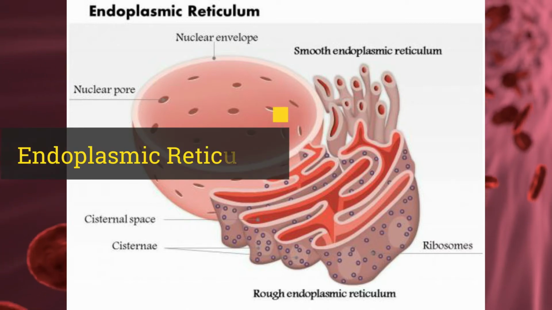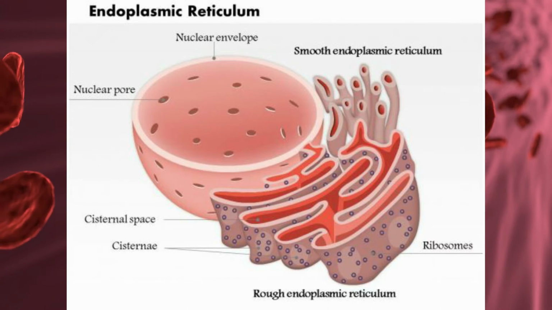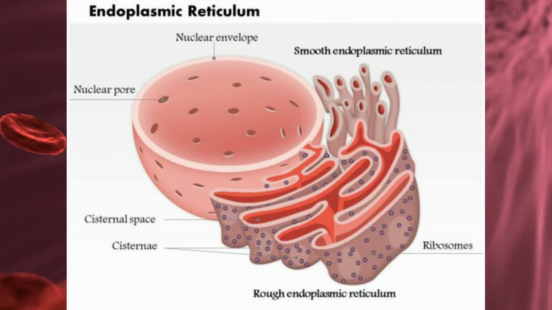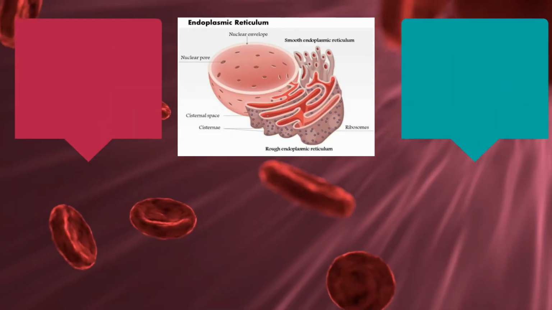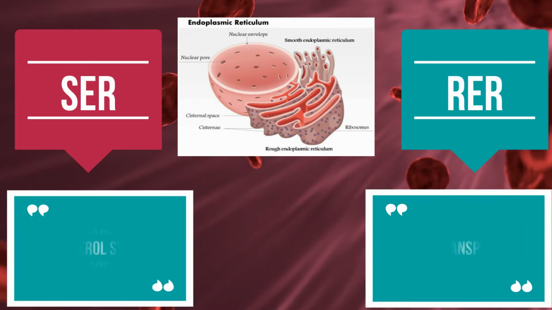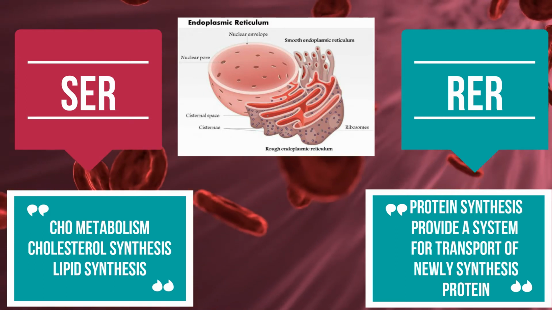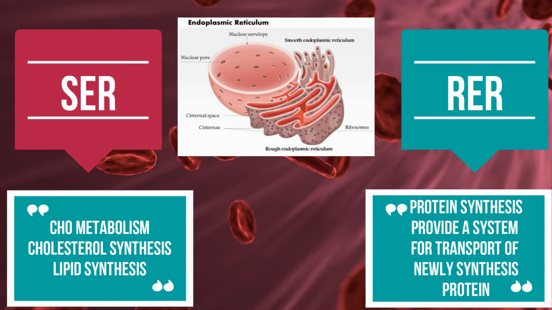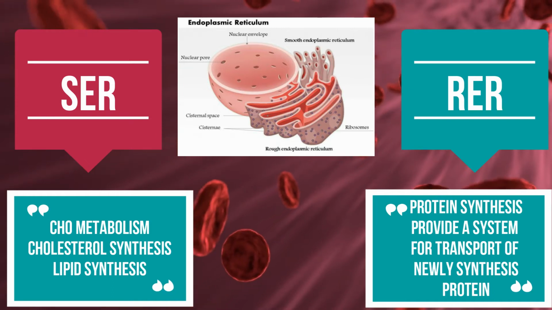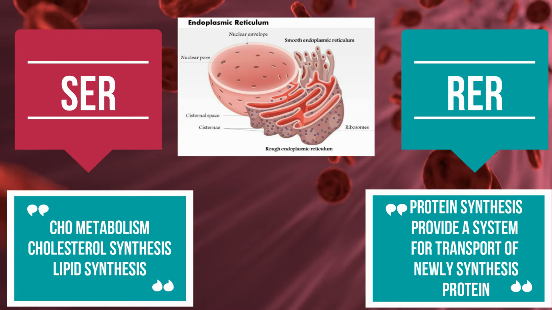Endoplasmic reticulum. An extensive network of membrane and closed tubules in the cytoplasm of cells which is responsible for metabolic functions. There are two types of endoplasmic reticulum, smooth and rough. Smooth ER is associated with carbohydrate metabolism, cholesterol synthesis and lipid synthesis. Rough ER is for protein synthesis and provides a system for transport of newly synthesized proteins.